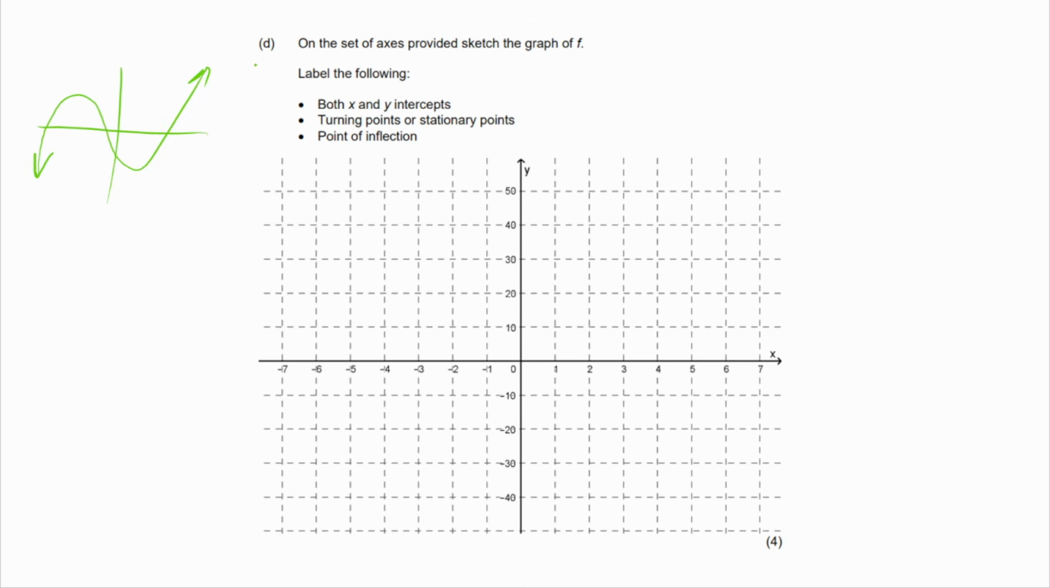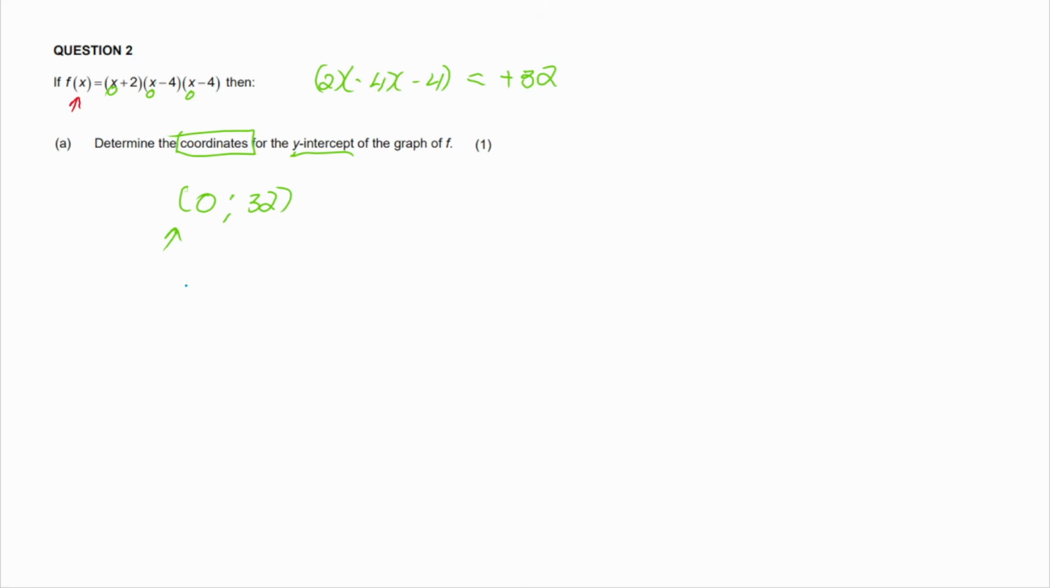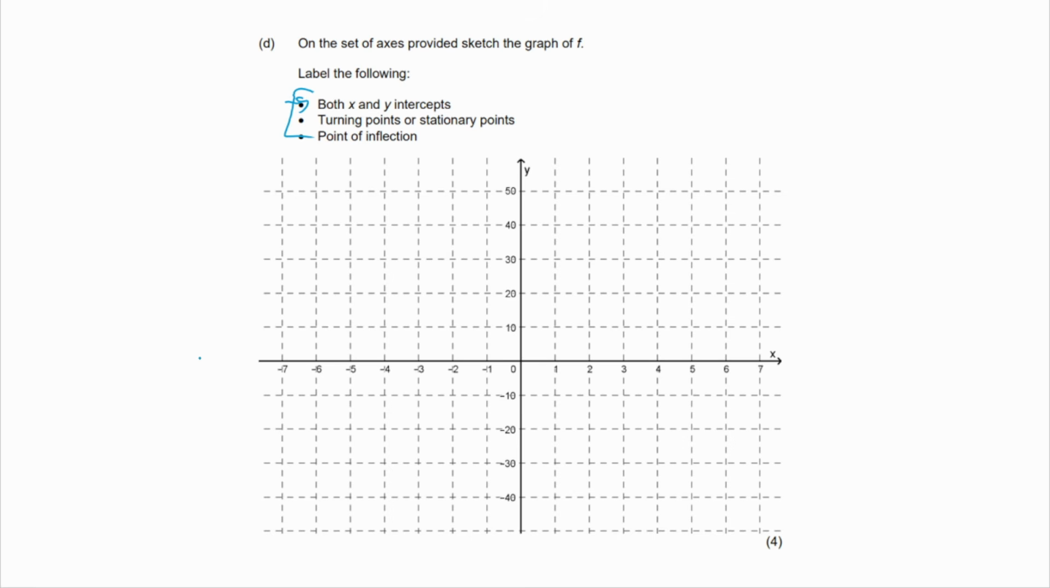The way I view it is a camel. It looks a bit like a camel. So this is how a positive cubic would look. We know this is our general shape, more or less. But let's work out the x and y intercepts. Remember we have to label all of these. Let's plot some points that we know. In A, we worked out the y-intercept. It was (0, 32). So we go to (0, 32).